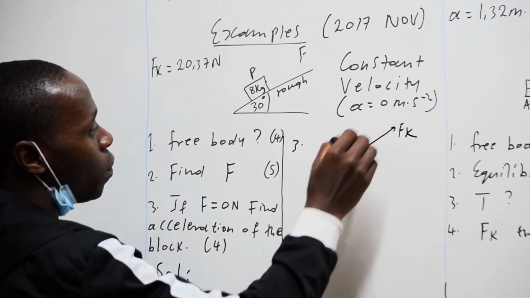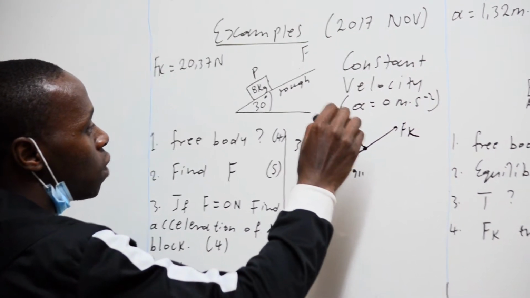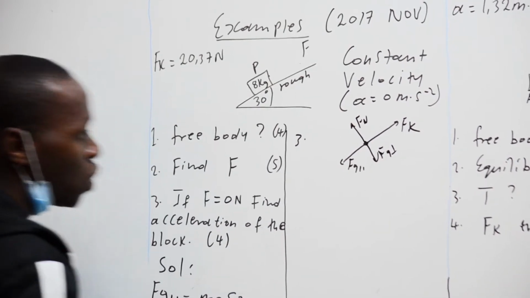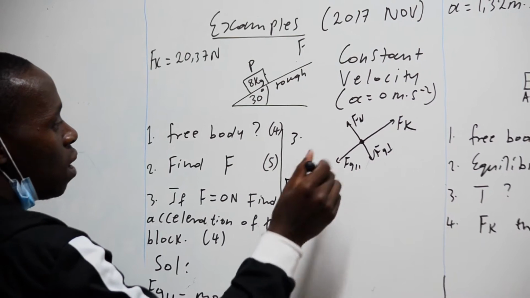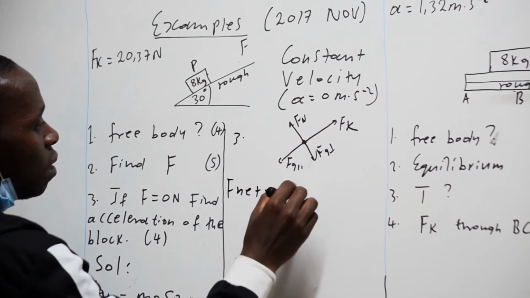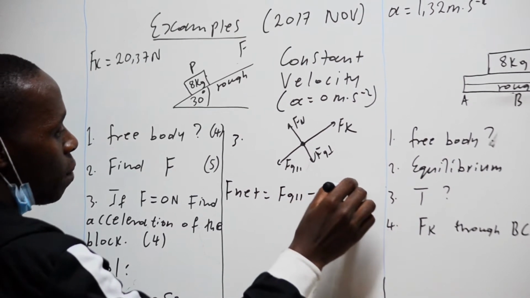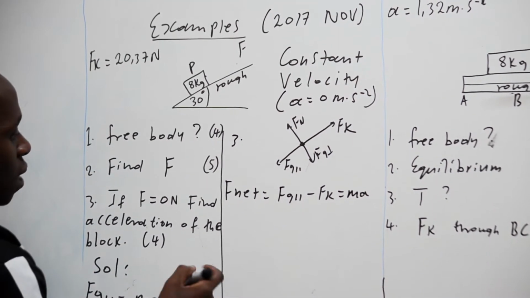So FK works opposite, FG parallel is pulling now. Then we have those forces as perpendicular. So in this case, F net is not 0 now. The object is no longer moving at constant velocity. So we have FG parallel minus FK equal to MA. Now they say calculate the acceleration in that case.